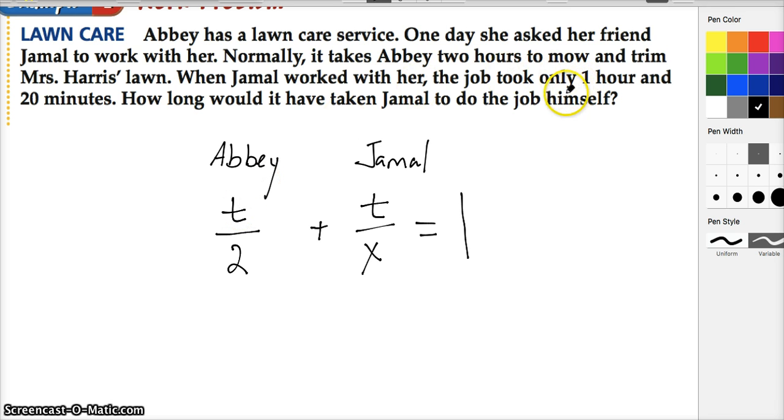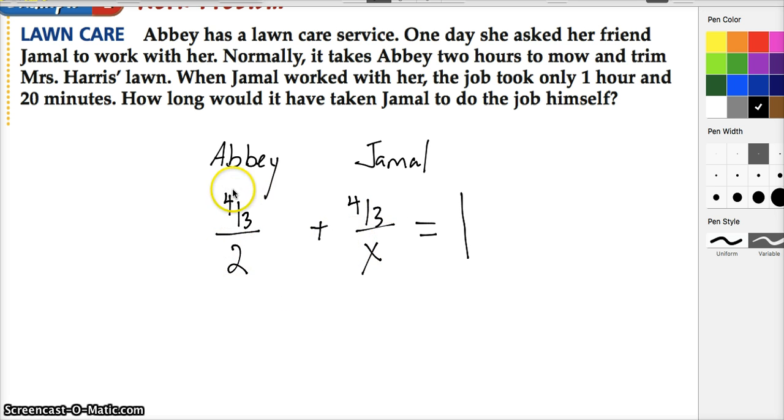So their time together is that they were able to take 1 hour and 20 minutes to actually complete the job. So this T I can replace with 1 hour and 20 minutes, which if you think about it is 4/3 of an hour. So I'm going to replace T with 4/3. So now that I can replace T with 4/3, I only have X as a variable. So this is kind of cool. We can do this. Let's go ahead and see how we'll push through.